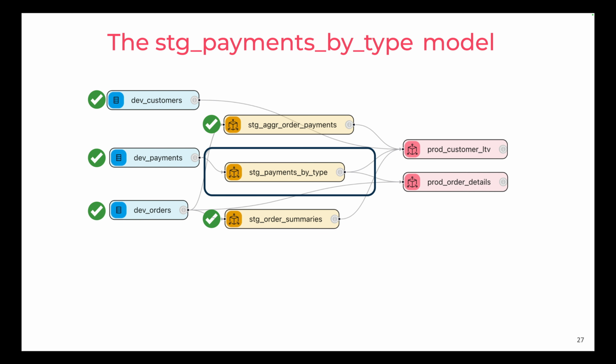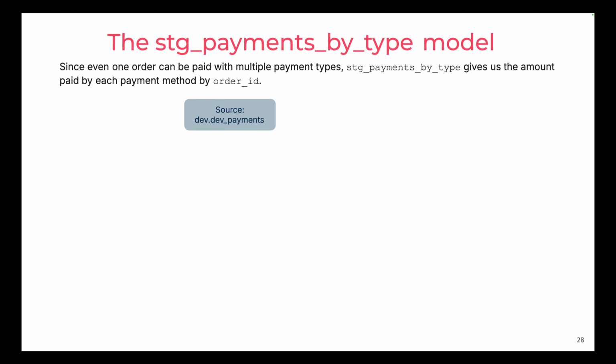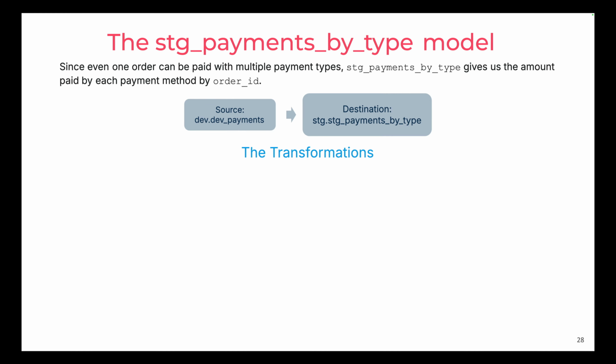Let's look at staging payments by type. Since we know that one order can be paid with multiple payment types, this particular model gives us the amount paid by each method for a particular order ID. The source is dev payments. No joins here. We will create the staging payments by type model in the staging schema. The transformations in this model are fairly involved.